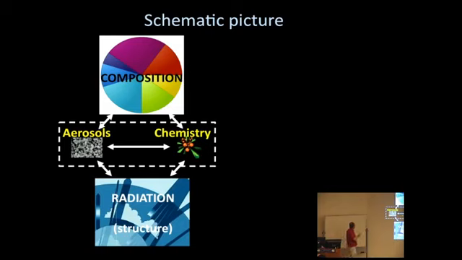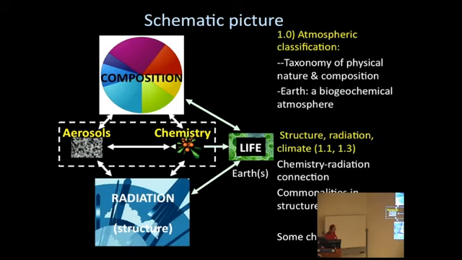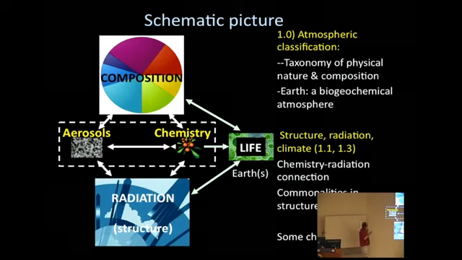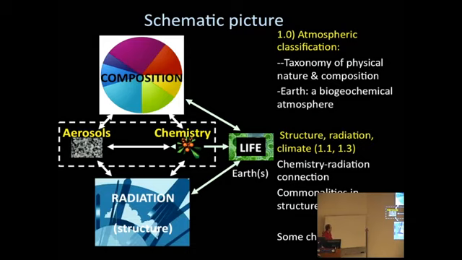So we have composition, and this sets the chemistry, also the kind of aerosols that may occur. They could be cloud particles, they could be haze particles, and this determines the radiation and structure and the climate of a planet. And life can interfere with these things. So first of all, then, how do we classify atmospheres? What's their sort of taxonomy, naming them, or putting them in groups? And then what can we say about the chemistry-radiation connection?